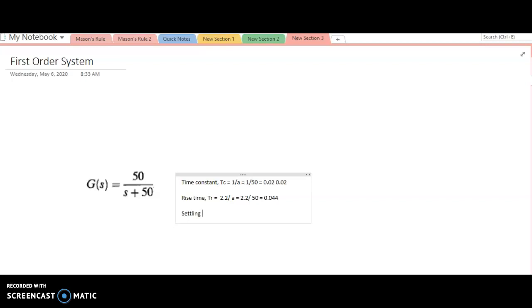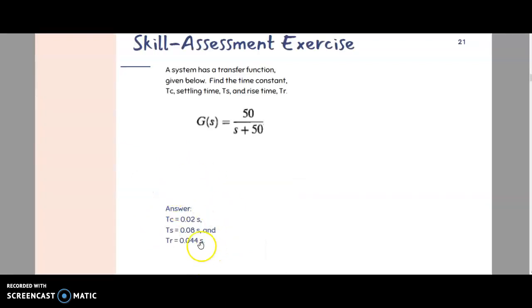And then last one is the settling time. TS equal 4 over A, and then gantikan dengan 50, equal 0.08. Okay, so hopefully you understand how you get the answer. I think that's all for first order. You just remember the first order.